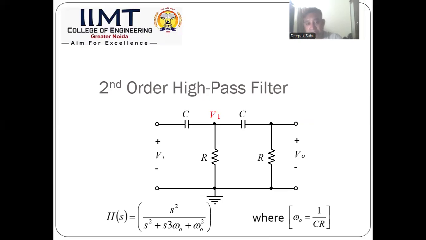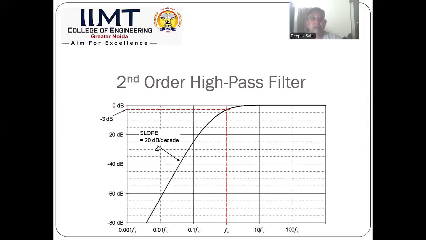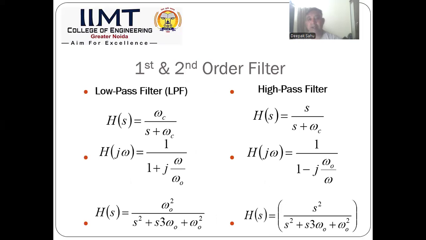Again, a second order high-pass filter is shown here. Two energy storing elements incorporate a second order filtering system. Now, improvement in slope per decade, 40 decibel per decade, and significant reduction in frequency ranges.